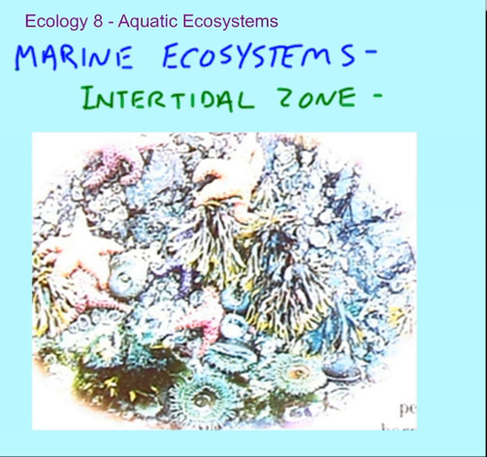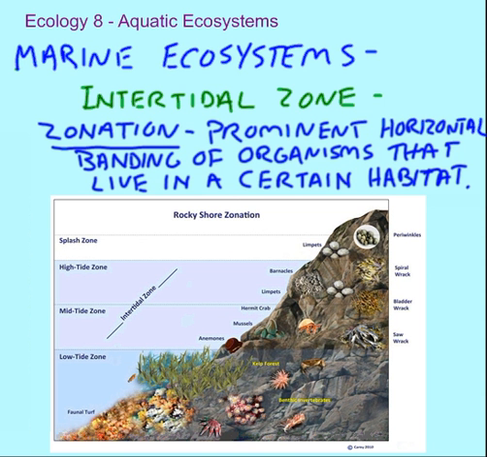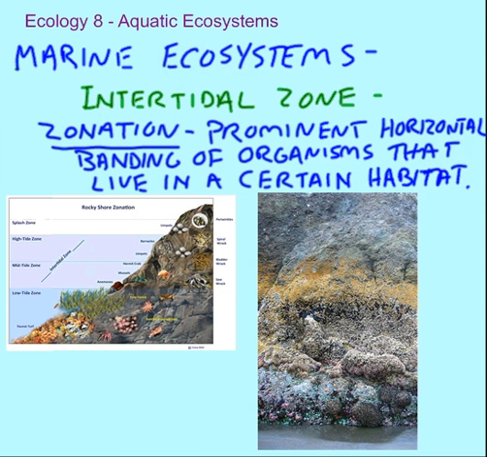Here we can see barnacles and seaweed permanently attached to the rocks. Other organisms such as snails, sea urchins, and sea stars cling to the rocks by their feet or suckers. Competition among organisms in the rocky intertidal zone often leads to zonation, which is the prominent horizontal banding of organisms that live in a particular habitat. In the rocky intertidal zone, each band can be distinguished by differences in color or shape of the major organisms.